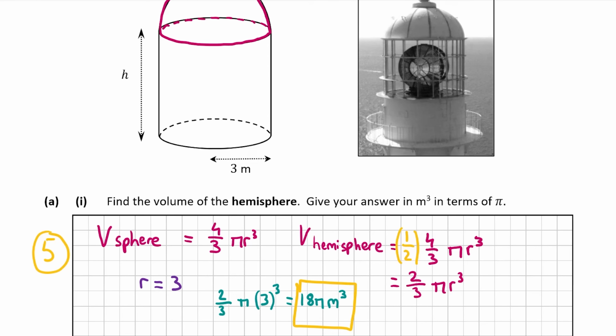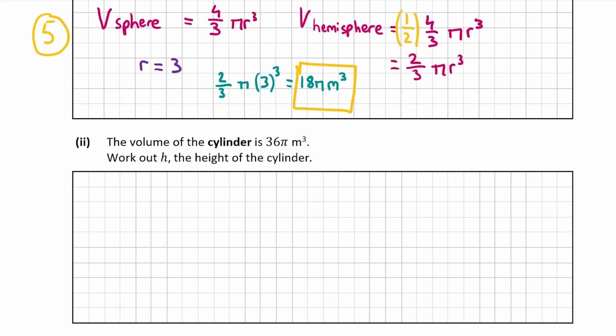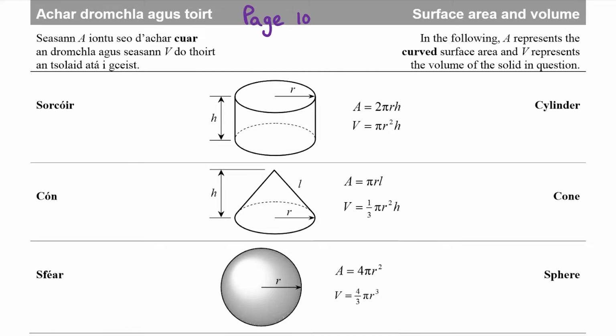Now let's have a look at A part 2. And A part 2 tells us that the volume of the cylinder is 36 pi meters cubed, and we have to work out the height. So let's go back to our formula book and see what the formula is for the volume of a cylinder. And the formula for the volume of a cylinder is also on page 10. It's the second formula on the page. And it's equal to pi r squared h.